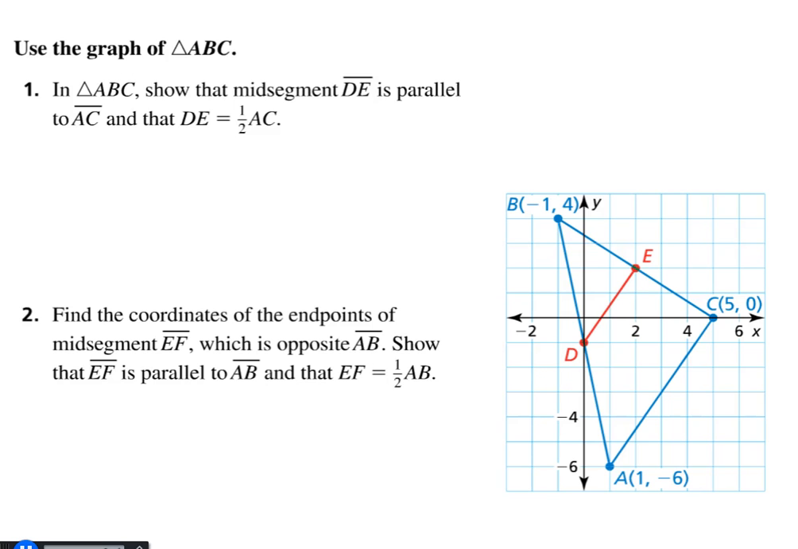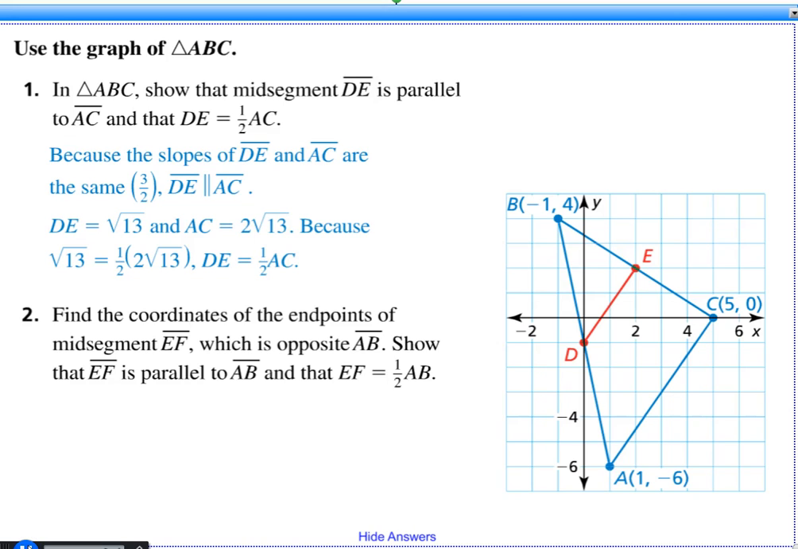So here it says use the graph to show that the midsegment of DE is parallel to AC and that DE is equal to half of AC. So if you want to pause the video right here, this would be a great practice problem for you to go ahead and do. And then I'll put the answers up, but you pause right now and give it a try, and then come back and you can see if you were correct.